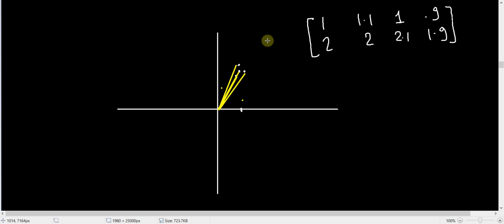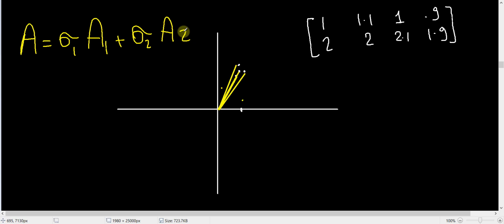You can have many methods to perform this, but one of those methods is the SVD. Remember that the SVD allows you to decompose a matrix A into a summation of rank 1 matrices. In this case, since the rank of the matrix A is 2, we can have A equal to sigma 1 A1 plus sigma 2 A2, where A1 is equal to U1 V1 transpose and A2 is equal to U2 V2 transpose.